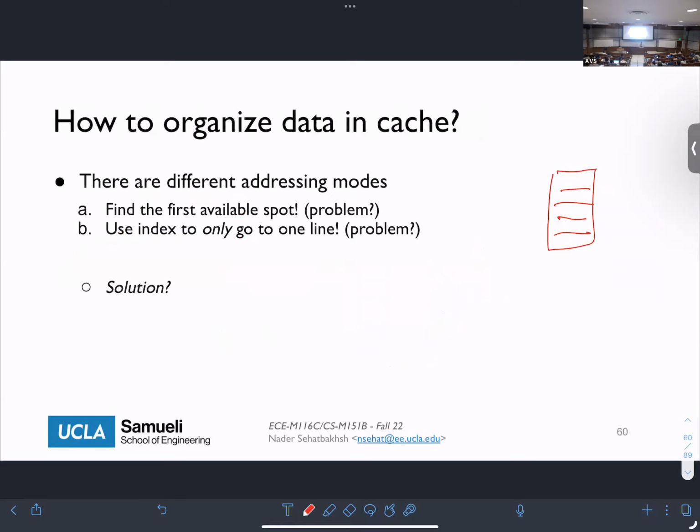Anybody want to volunteer? What's the problem with the first one? The potential challenge for the first one, where we basically don't care where we store. Whenever we have any data, we just put it there, and next time something comes in, we just search through our cache. What's the problem with this one? Yes, the problem is that the search time is much higher, right? You have to search through the entire cache because you have no idea where this data is stored. It could be on line 1, on line 2, on line 3.